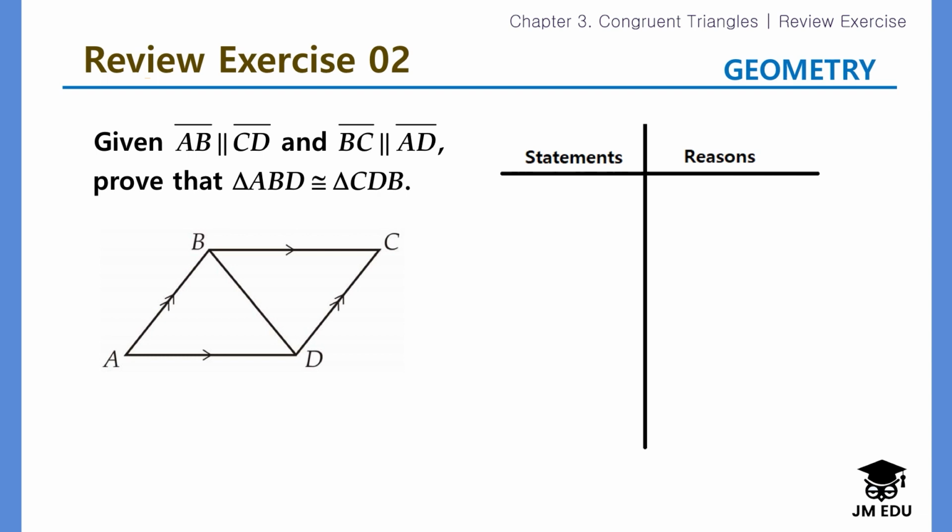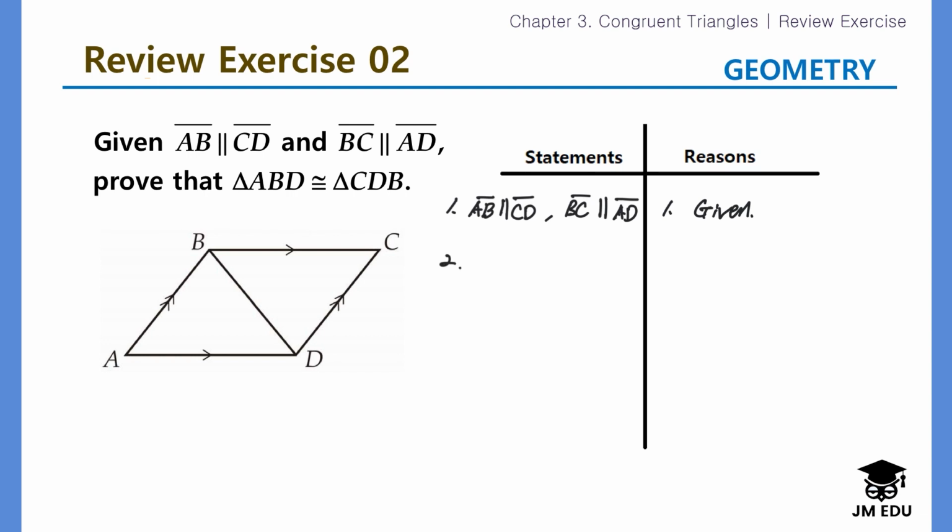Number 2, given side AB is parallel to side CD and the side BC is parallel to side AD, the question is to prove that triangle ABD is congruent to triangle CDB. So we're going to write two-column proofs. Always start with the given. So number 1, we have AB is parallel to CD and BC is parallel to AD. The reason, that's given.